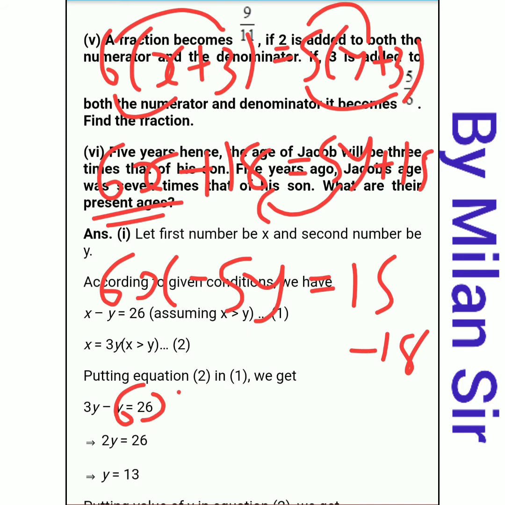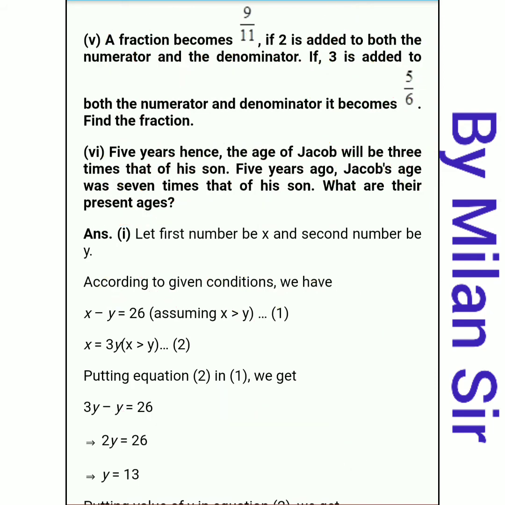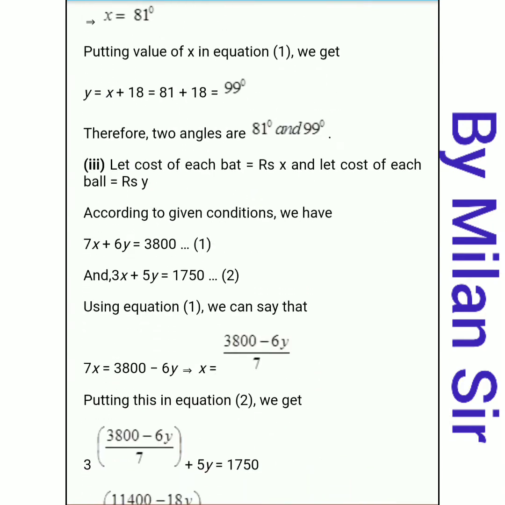So 6x minus 5y is equal to, now 15 minus 18, plus minus minus, 18 minus 15, 3, and the bigger number's sign is negative. So this is our second equation. 6x minus 5y is equal to minus 3. Okay, this is our second equation. So our two equations are ready.